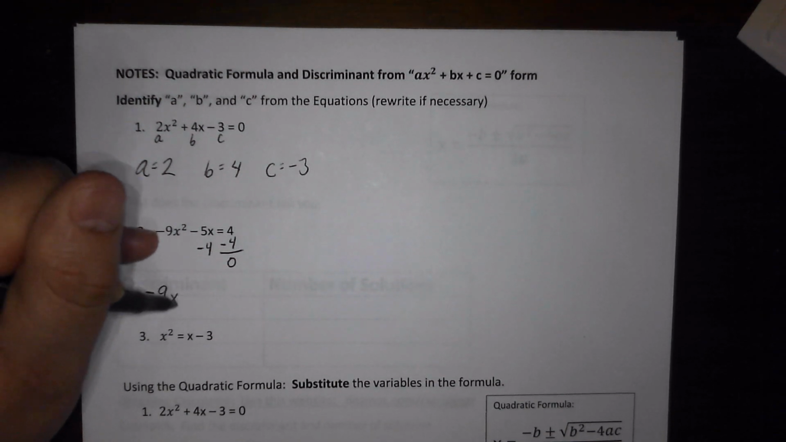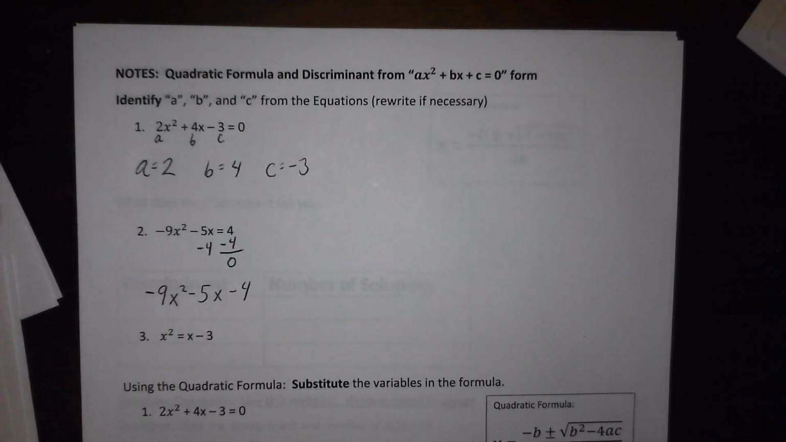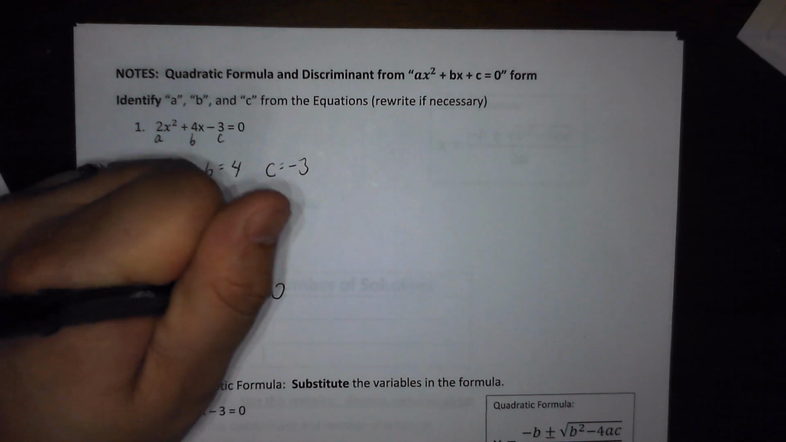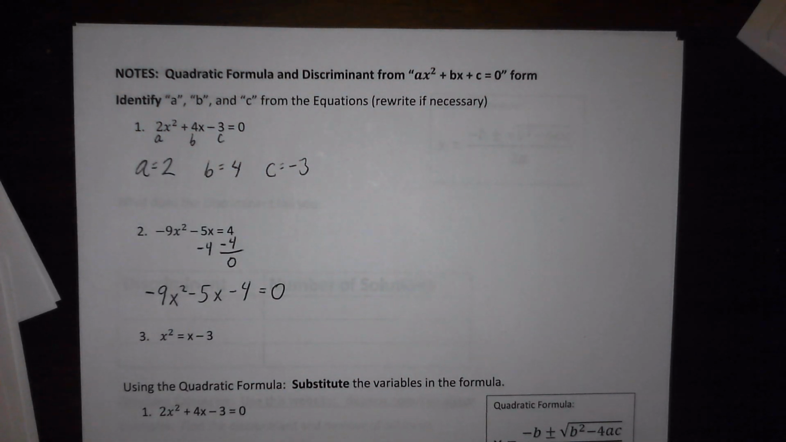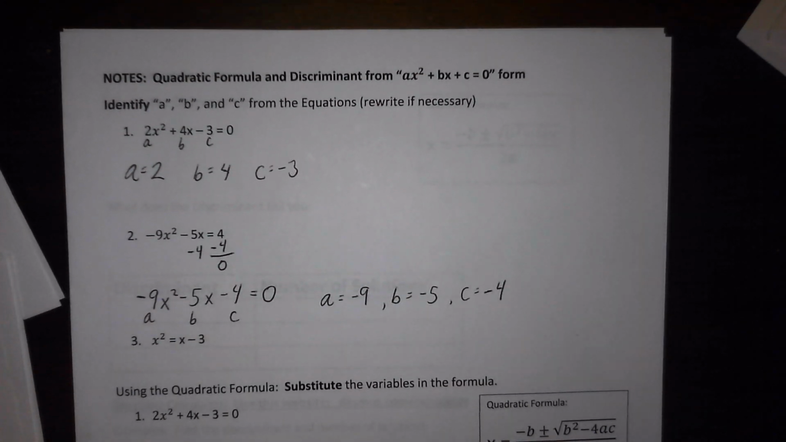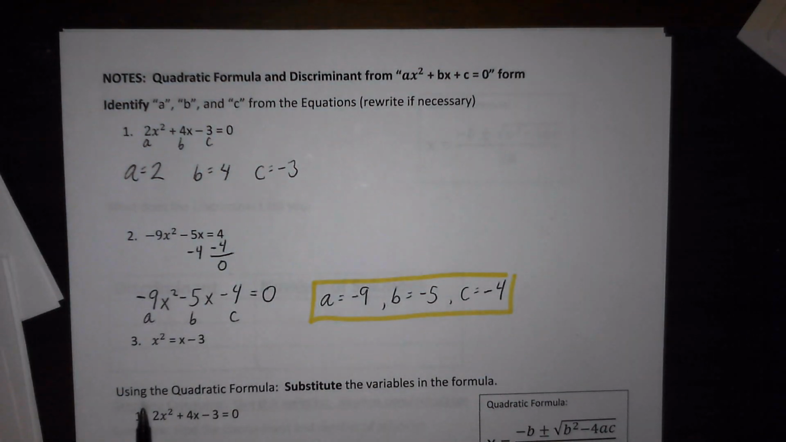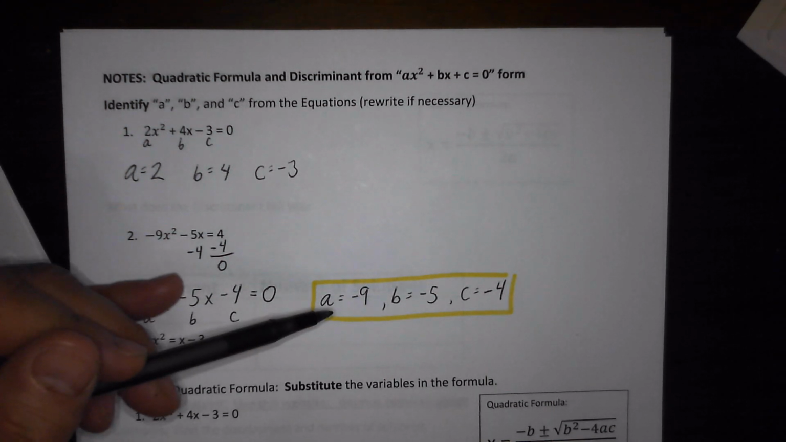So negative 9x squared minus 5x minus 4 equals 0. Okay, so I want you to identify the A, B, and C. Okay, so your A, B, and C is A is negative 9, B is negative 5, C is negative 4. I have it written out right there. Okay, so I've identified A, B, and C.